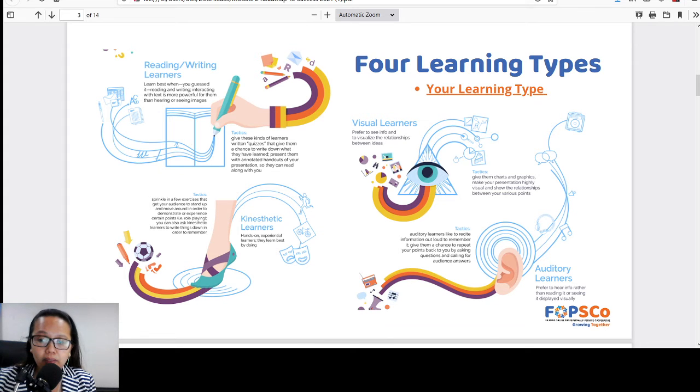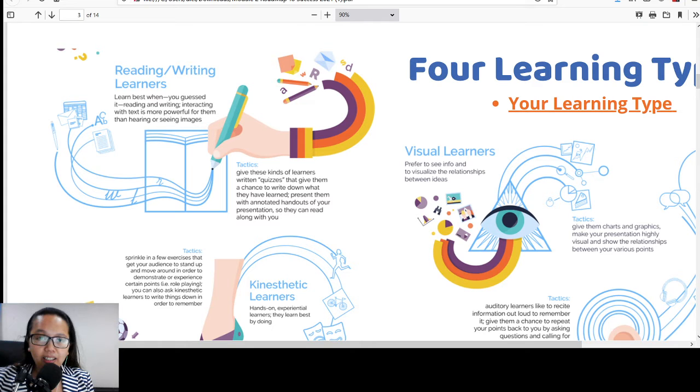To start with, I'll just enlarge the slides because it's too small for me. First we have the reading, writing learners. These learners learn best, you guessed it, by reading and writing. Interacting with text is more powerful for them than hearing or seeing images. So what are the tactics? You have to give these kinds of learners written quizzes that give them a chance to write down what they have learned, and present them with annotated handouts of your presentation so they can read along with you. So it's really more on reading and writing.